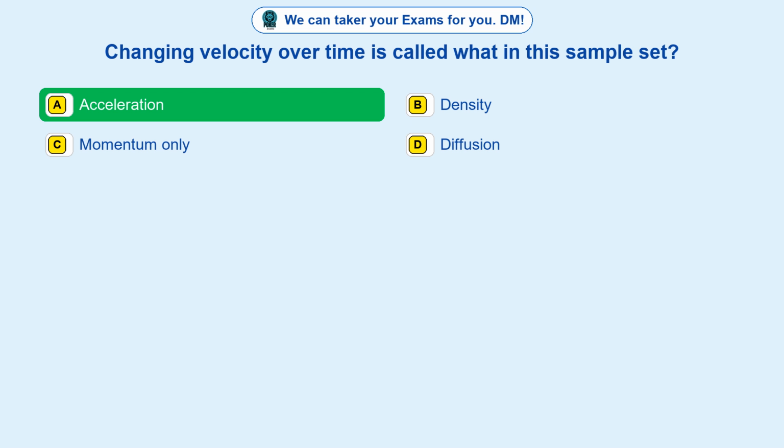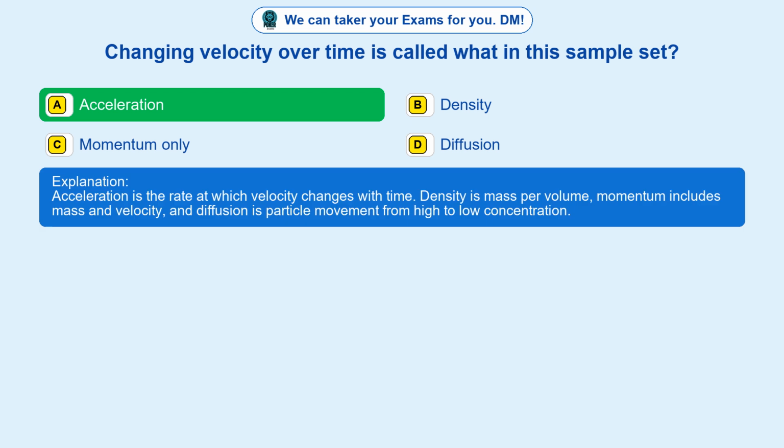Acceleration. Acceleration is the rate at which velocity changes with time. Density is mass per volume, momentum includes mass and velocity, and diffusion is particle movement from high to low concentration.